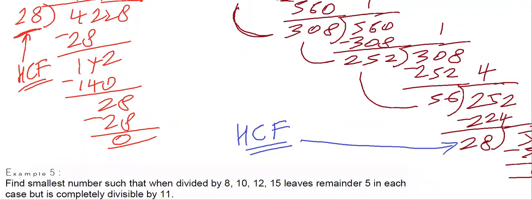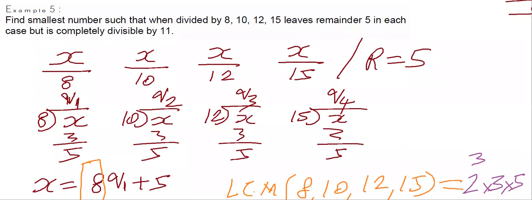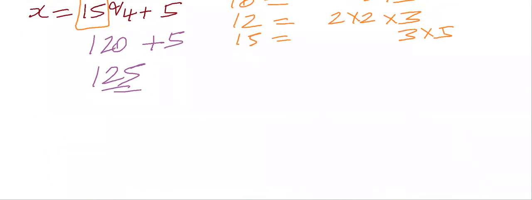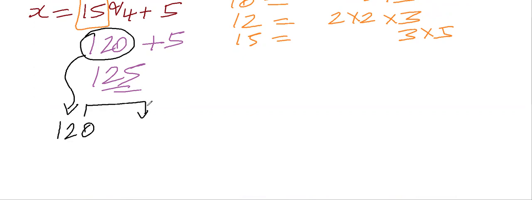Find the smallest number such that when divided by 8, 10, 12 and 15 it leaves remainder 5 in each case, but is completely divisible by 11. Now, is this 120, the LCM which I have got, divisible by 11? No, it is not divisible by 11. So I'm going to find the next number which is a multiple of this.